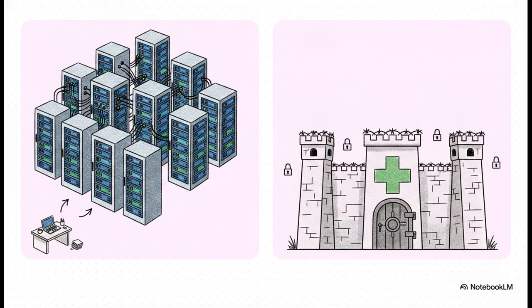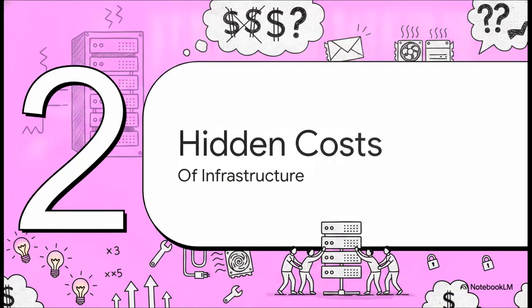The one big exception? If you're in a highly regulated industry, like healthcare or finance, where HIPAA mandates, GDPR data residency, or attorney-client privilege literally forces your hand to keep all that data strictly in-house. Which brings us to part 2, the hidden costs of infrastructure.